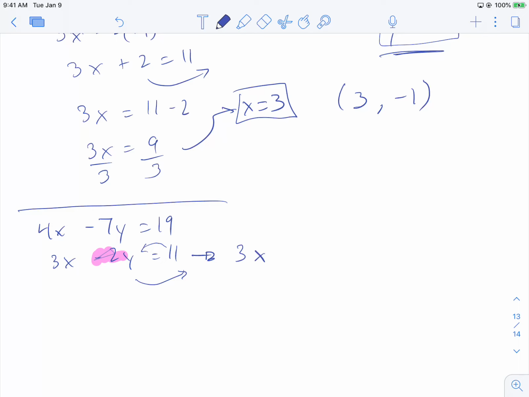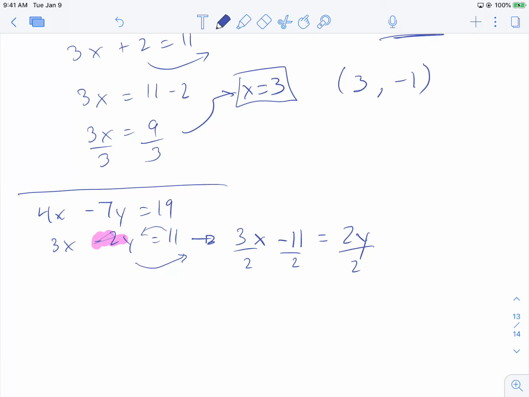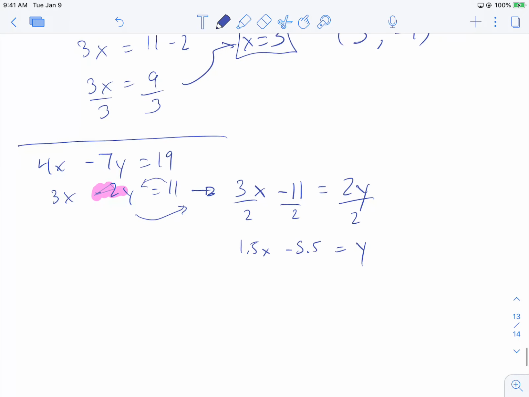So 3x, that 11 is going to come over, so it's going to be minus 11, equals negative 2y now becomes positive 2y. And I'm just going to divide everything by 2. So I'll divide by 2, divide by 2, divide by 2, and I get 1.5x minus 5.5 equals y. So now I'm going to take this and I'm going to put it into this equation here.